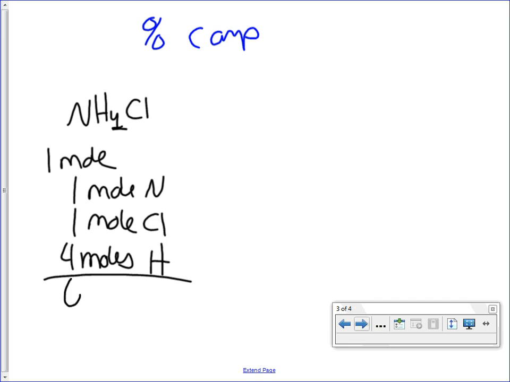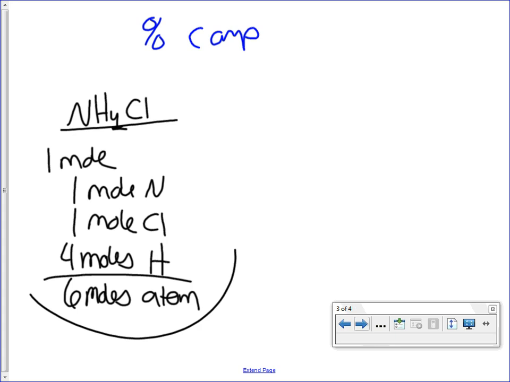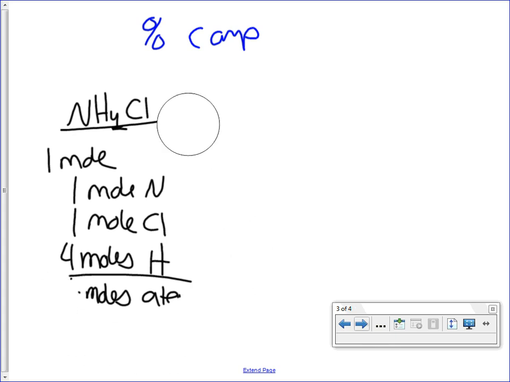I have 6 moles of atoms altogether in 1 molecule of NH4Cl. Okay? That is a tricky concept. And if you're asked a question on this, think about those smiley faces that I drew. If I have a dozen smiley faces, I have a dozen mouths, a dozen faces, and 2 dozen eyes. Okay? So if I have 1 dozen NH4Cl, I have a dozen N's, 4 dozen H's, and 1 dozen Cl's. Okay? That's kind of how that works. Don't make that one harder than it needs to be.